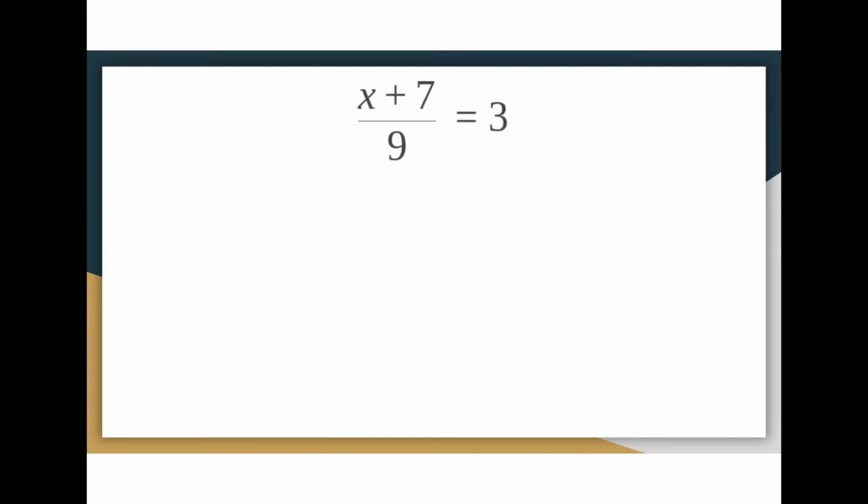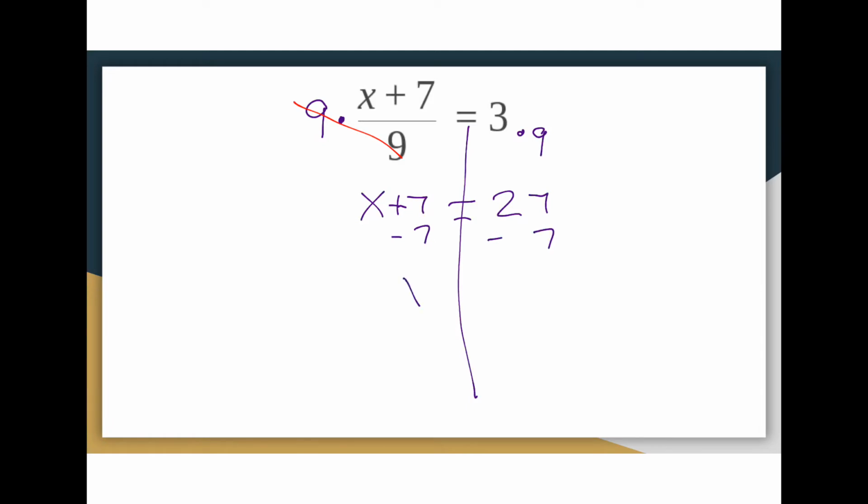So for this one, I can see that we are dividing by 9. So I need to multiply by 9 in order to balance it, to get x by itself. And then balancing it, multiply by the 9 over here. So that gives me 27. Here our 9's cancel out, so all we have here is x plus 7. And then I can just subtract 7 from both sides, and we get x is equal to 20.